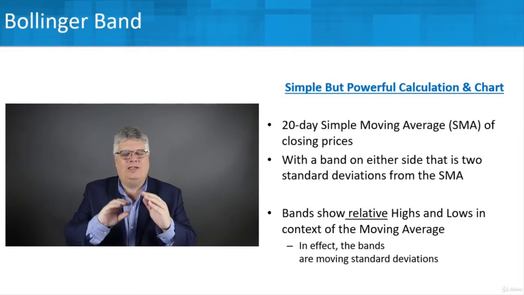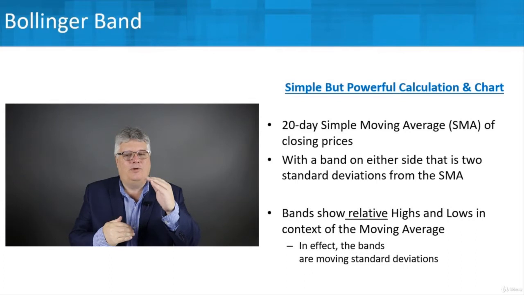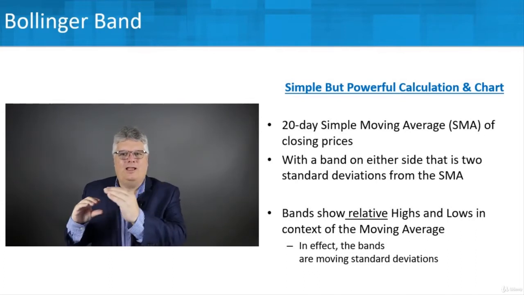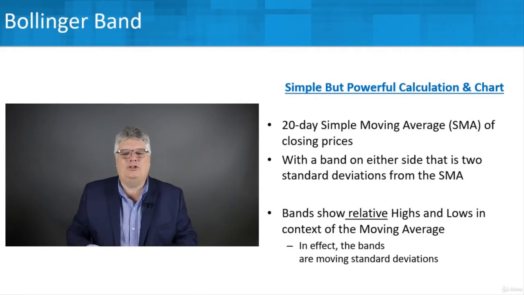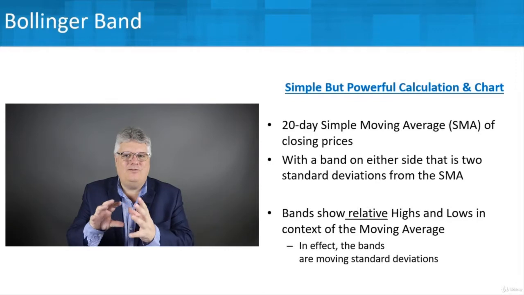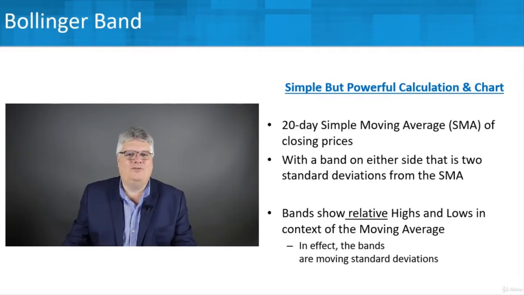They're going to travel together: one above, one below, and the moving average going along. But they also expand and contract, and that's very important. In effect, the bands are moving standard deviations that you can use to measure volatility and trade off of as these go forward.